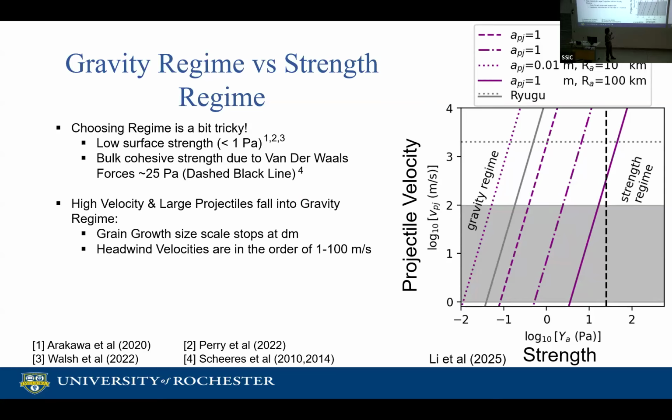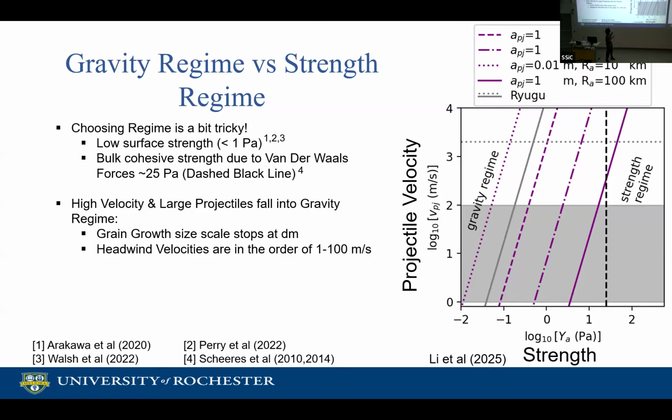On the graph on the right here, I had plotted the transition region between the gravity regime on the left of the diagonal lines and the strength regime on the right here. So as you decrease the projectile velocity, the strength regime takes up more space. Also, when you're decreasing the planetesimal surface strength, you are also increasing the region that the strength regime is going to be operating in.